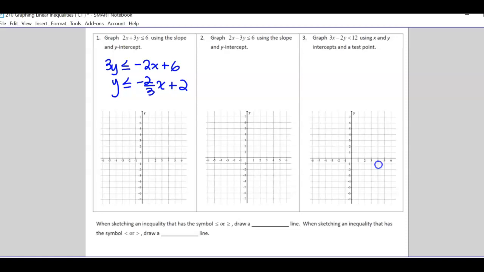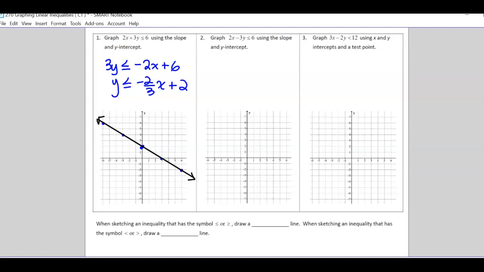So graph the line. From the y-intercept, the slope is negative 2 over 3, so down 2 and to the right 3. Notice how this inequality has the equal sign underneath, that little line. That means we have to include the line, so we graph it like we normally would. Okay, and then it's a less than or equal to sign. So do we shade below or above? What points are solutions, the ones below or the ones above? Below.